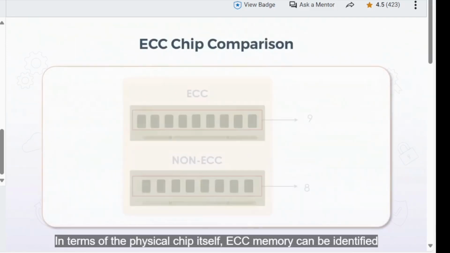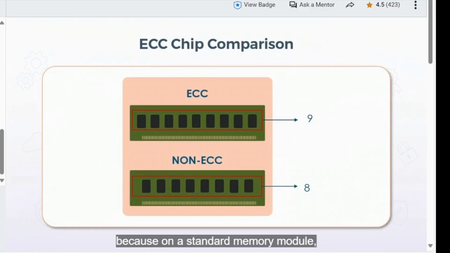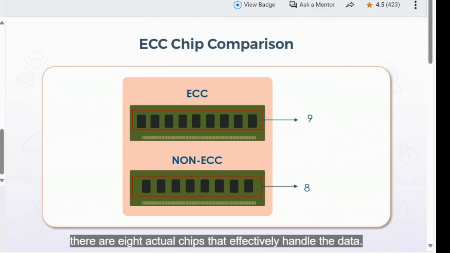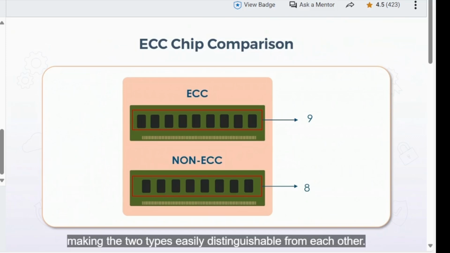In terms of the physical chip itself, ECC memory can be identified because on a standard memory module, there are 8 actual chips that effectively handle the data. Now, in this graphic, we're just focusing on those memory storage chips. There would be more than just those. But on an ECC module, there is a 9th chip, making the two types easily distinguishable from each other.